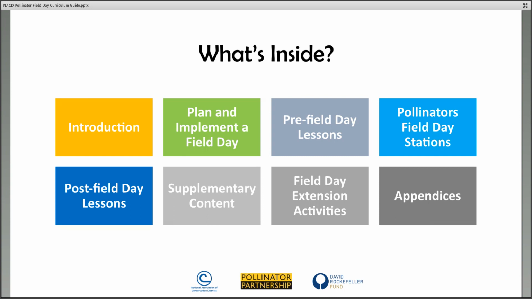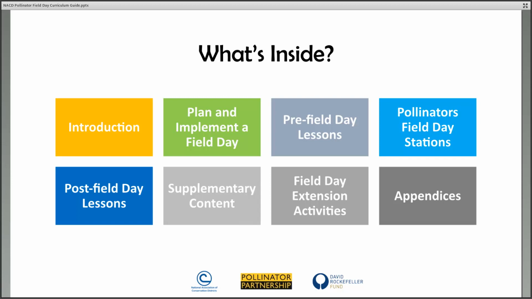So what can you find inside? Within the guide, which is color-coded just like the slide, there is an introduction to the content explaining what a pollinator field day is, how to reach out to volunteers, build community partnerships, and create a really exciting day for everyone involved. There is also some information about what a conservation district is and how you can get connected with your conservation district in your area to build some relationships and create connections in order to make your field day more real. There is also detailed information on how you can use the guide and information on correlation to the Next Generation Science Standards. All the lessons in the guide are correlated to the Next Generation Science Standards that many states have adopted. So all this information is contained in the introduction section to the guide.